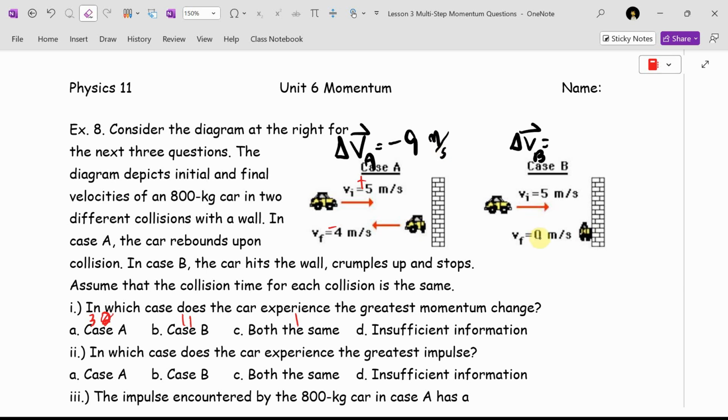Do you know what the change in velocity is here? 0 minus 5, -5. Which one had a bigger change in magnitude? Which one had a larger magnitude change in velocity? Situation A or situation B? Which one had a bigger change in momentum? Situation A or situation B? A. Because the car didn't just come to a stop. It bounced backwards. That's a much larger change in momentum.